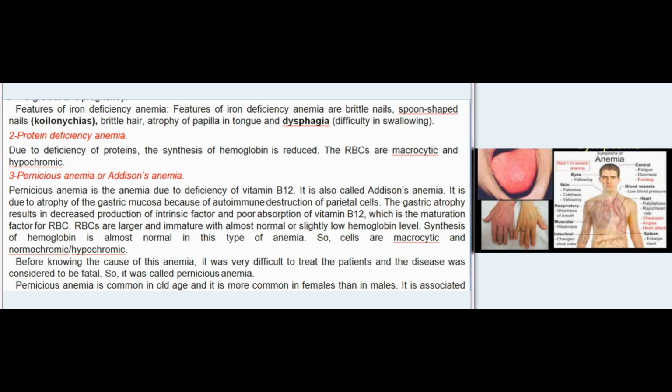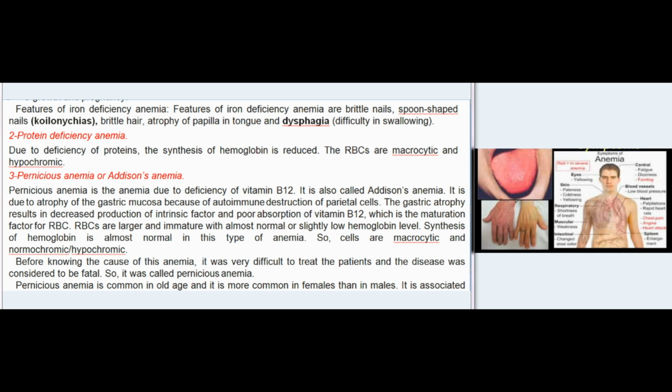Protein deficiency anemia. Due to deficiency of proteins, the synthesis of hemoglobin is reduced. The RBCs are macrocytic and hypochromic. Pernicious anemia or Addison's anemia. Pernicious anemia is the anemia due to deficiency of vitamin B12. It is also called Addison's anemia.